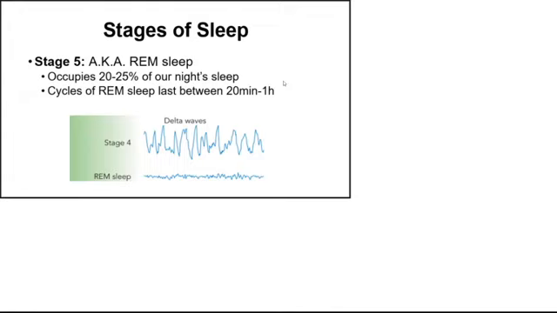So this makes up 20 to 25% of our total night's sleep. So we spend quite a bit of time in REM sleep. And this is another one of those stages where we spend differing amounts of time in it depending on how long you've been asleep. So when we start, you might only get 20 minutes of REM at a time. But towards the end of the night, you might be staying in REM for an hour or more at a time. So as time goes on, you're going to spend more and more time in REM sleep and less time in those slow wave stages of sleep.